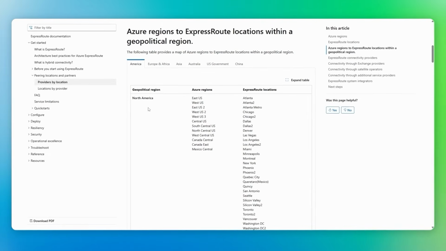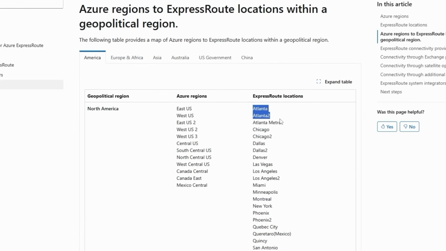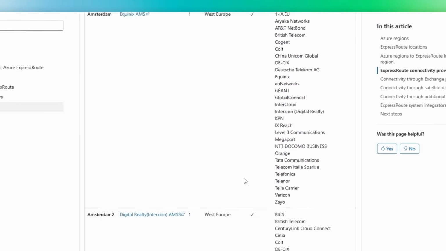Let's look at peering location resiliency. For example, in Atlanta, we have Atlanta, Atlanta 2, and Atlanta Metro. Atlanta and Atlanta 2 are separate buildings, typically within 20 miles, to keep latency low. Metro means Microsoft has ExpressRoute links into both, and we've worked with providers to enable connectivity across them.